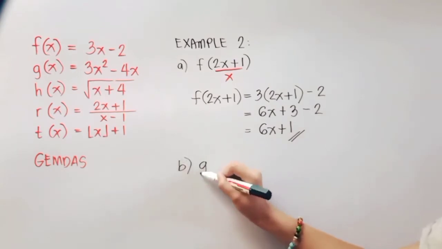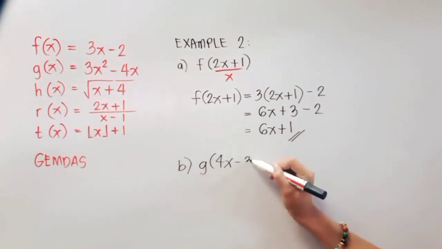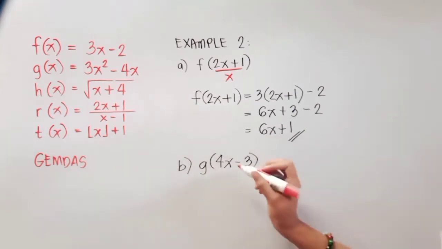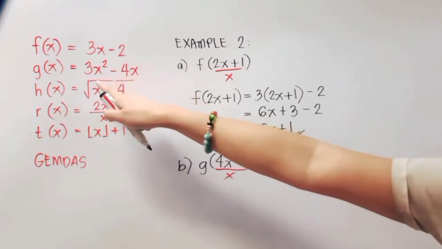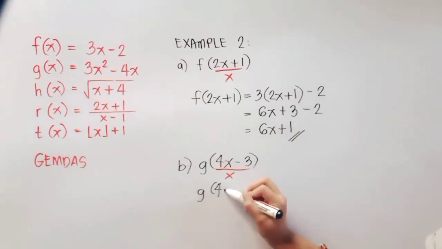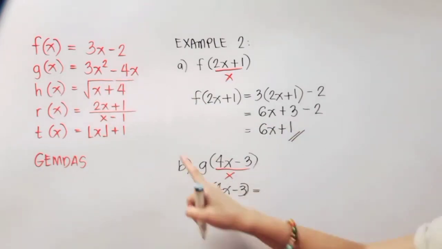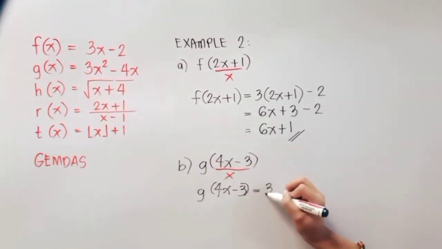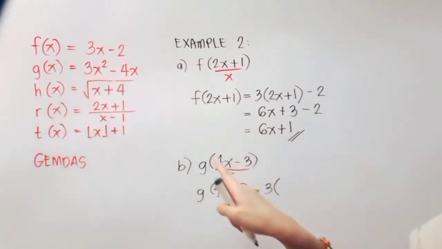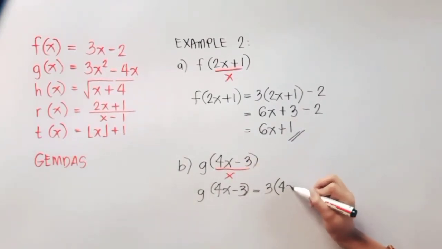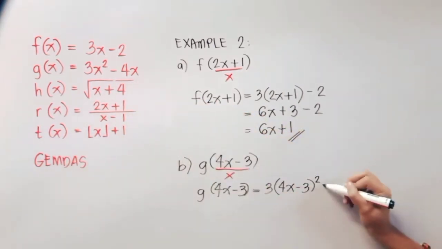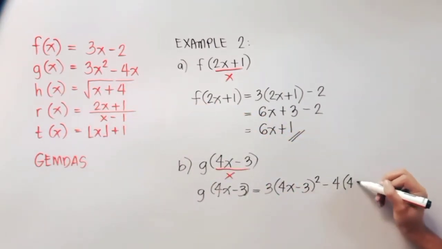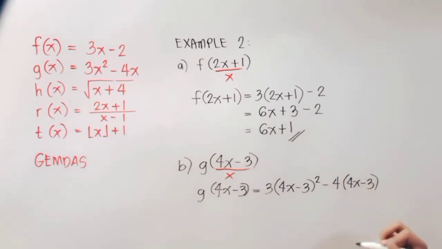Let us now proceed to letter B with the given g of 4x minus 3. Again, this entire thing here will be our x. So we will substitute this one to our function g. Let's copy first. And this is equal to copy 3. And then x is now substituted by 4x minus 3, quantity squared, and then copy minus 4 times, again that's 4x minus 3.